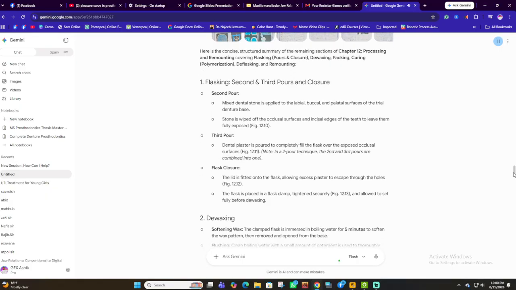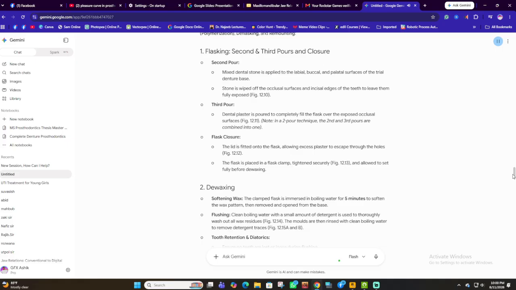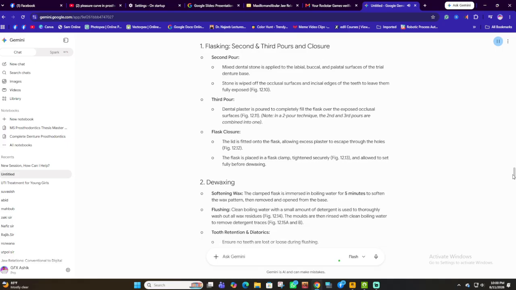Flask closure. The lid is fitted onto the flask, allowing excess plaster to escape through the holes, Fig. 12.12. The flask is placed in a flask clamp, tightened securely, Fig. 12.13, and allowed to set fully before dewaxing. 2. Dewaxing. Softening wax. The clamped flask is immersed in boiling water for 5 minutes to soften the wax pattern, then removed and opened from the base.